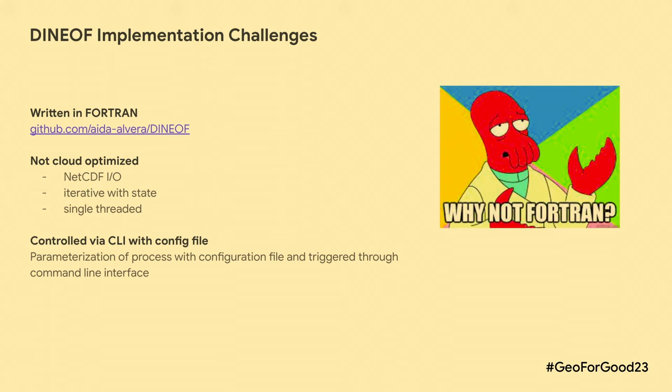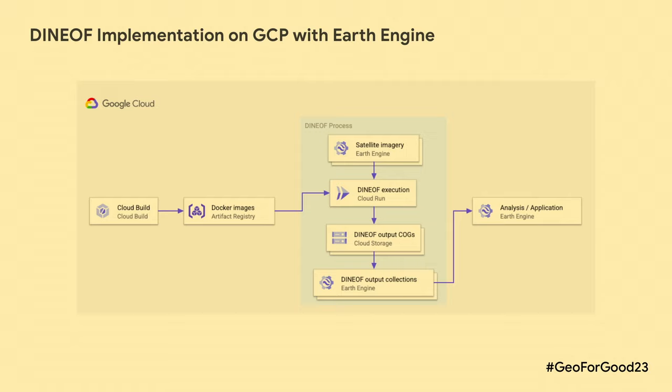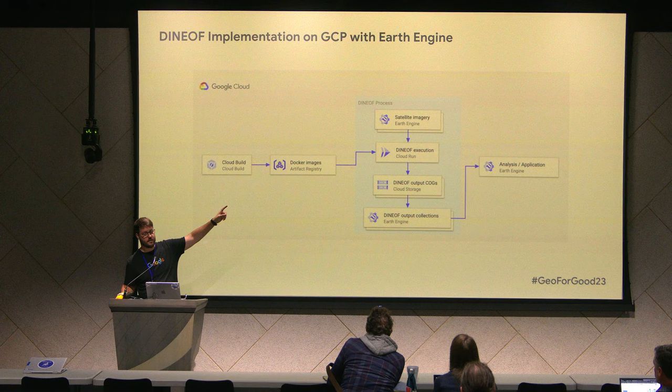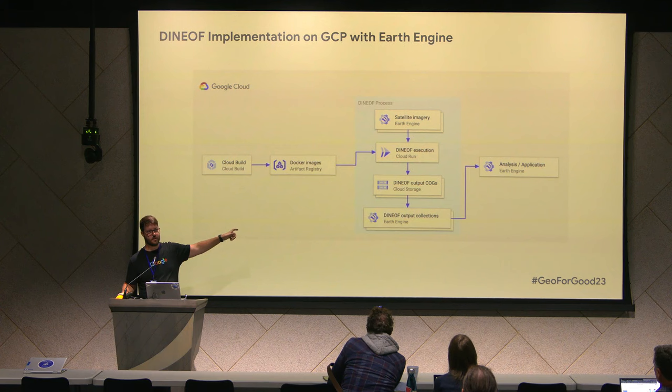Those are the challenges, but how does this actually look with using Earth Engine? And don't worry, you're not going to be doing a lot of coding. We've kind of prepped how to do that. Most of what you're going to be doing with this hands-on exercise, we can dive into code and I could show you what all is happening. But the hands-on exercise here is really focused on: okay, we have our code set up. Let's build the container. Let's deploy the container. How does the container pull data from Earth Engine, do that DINEOF process, output to cloud storage as cloud optimized GeoTIFFs, and put them in Earth Engine so we can visualize those kinds of things, right?